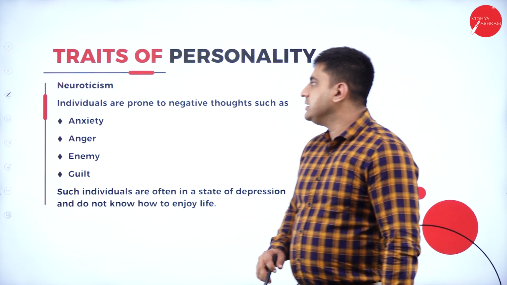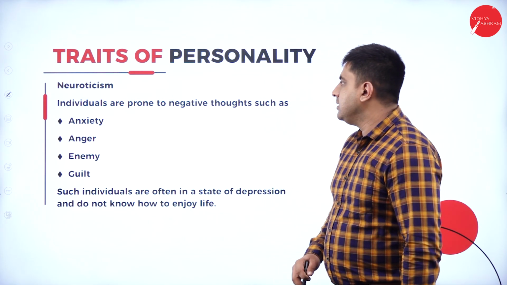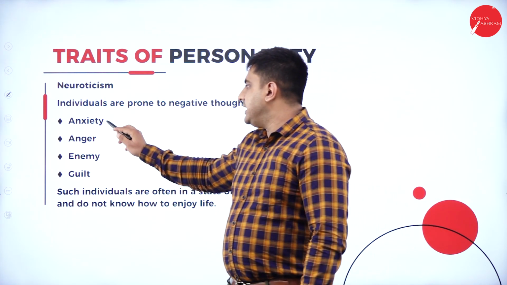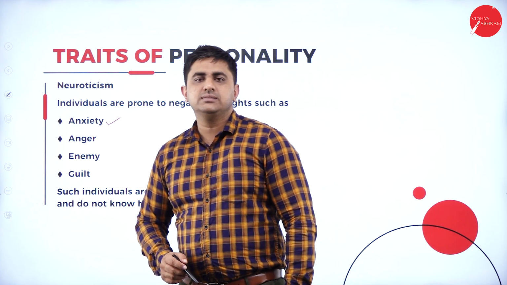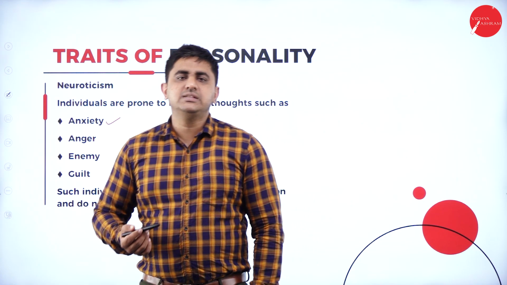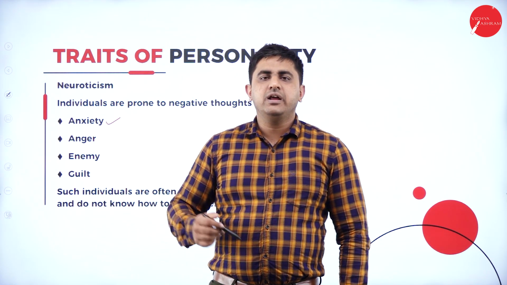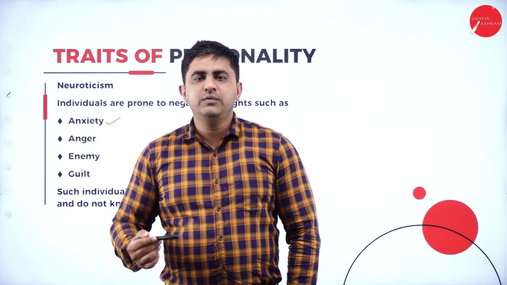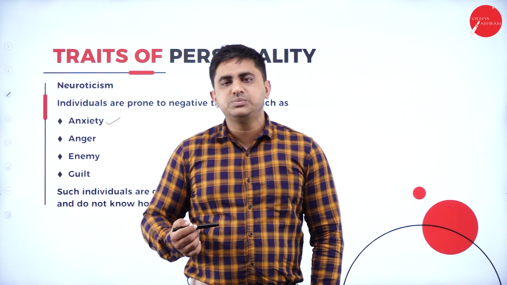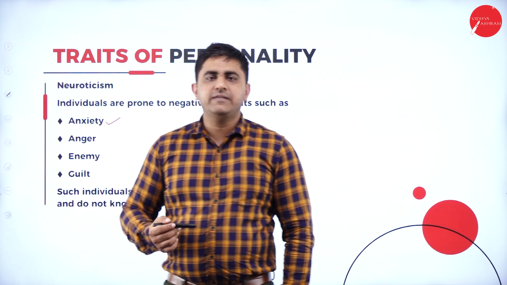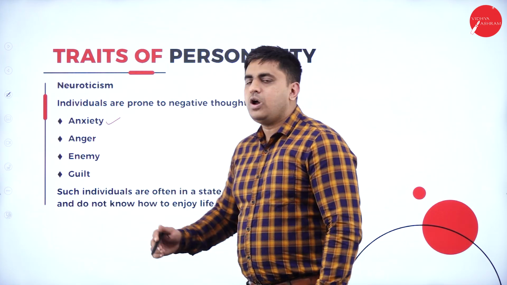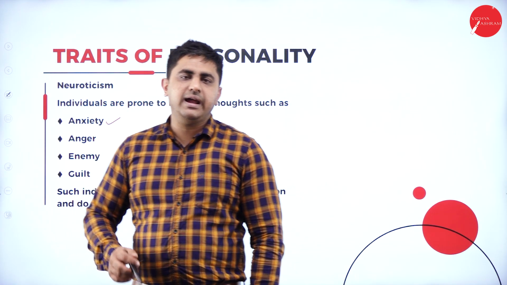Next, neuroticism. What does this mean? Individuals are prone to negative thoughts such as anxiety. That is, they worry too much. They get nervous. For example, they have to give a speech or speak on a school day or a college day. Even though they have come out with a very good speech, even though they have drafted a very good speech, they are nervous. They worry a lot. So that is anxiety. That is, they always have negative thoughts in their head.